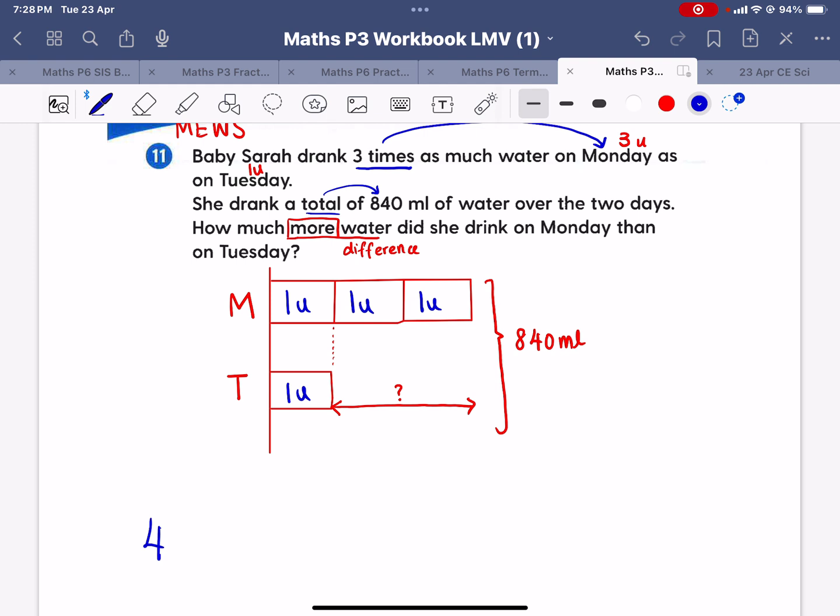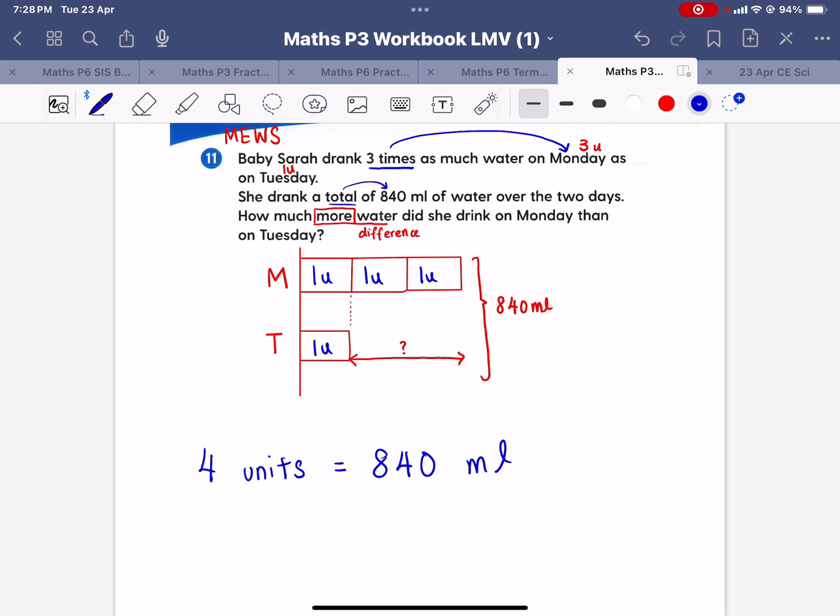So what we're going to do here is whatever we know from the model, let's state it in equations. I'm going to use the unitary method here because after all we drew a unitary model, so we're going to solve it using the unitary method. We know that these 4 boxes stand for 840 milliliters.